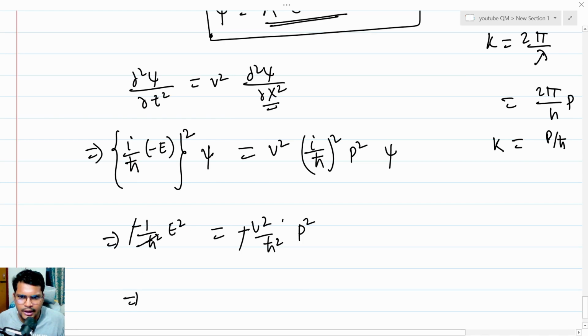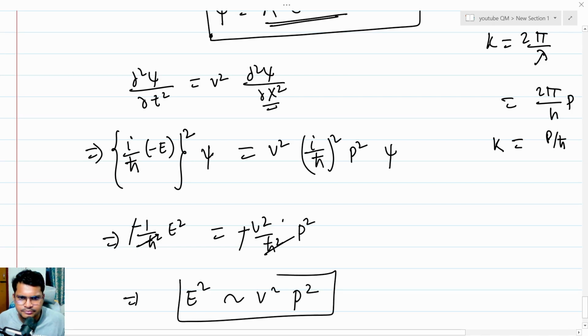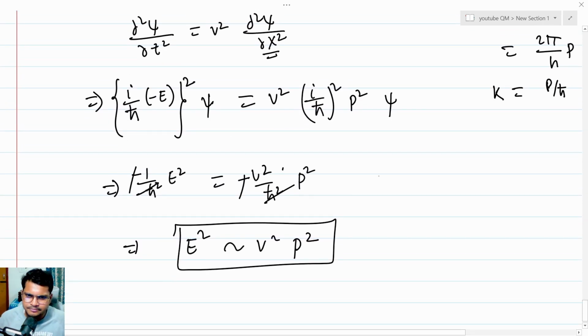Minus minus, h cancelled. Now E squared is proportional to v squared p squared, right? This is the energy of the wave. Now since I am in the non-relativistic limit, I know this is not true, because energy is equal to kinetic energy plus potential energy. Let's just say it's a free particle, therefore kinetic energy would become p squared by 2m. So this should not be E squared, this should be only E, right? E cannot be equal to p squared.